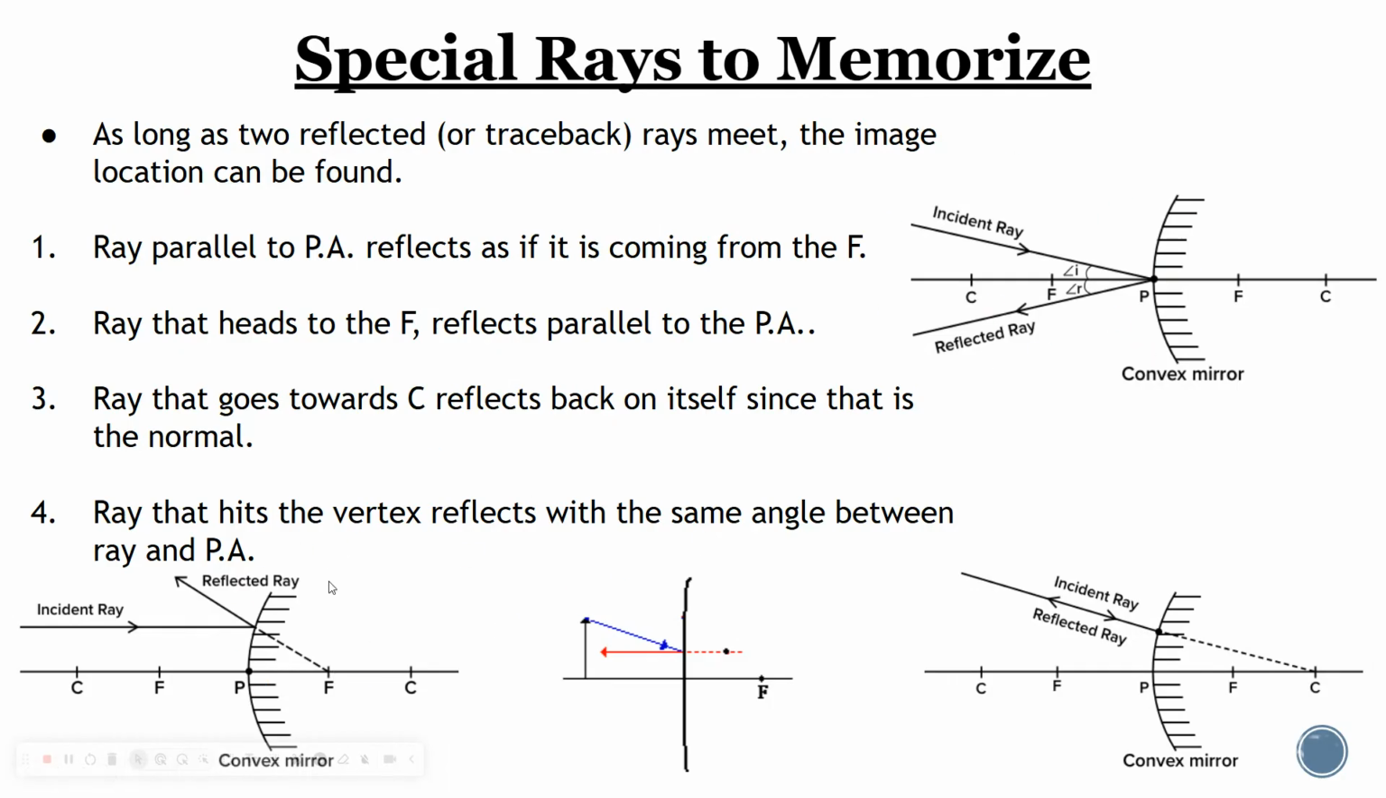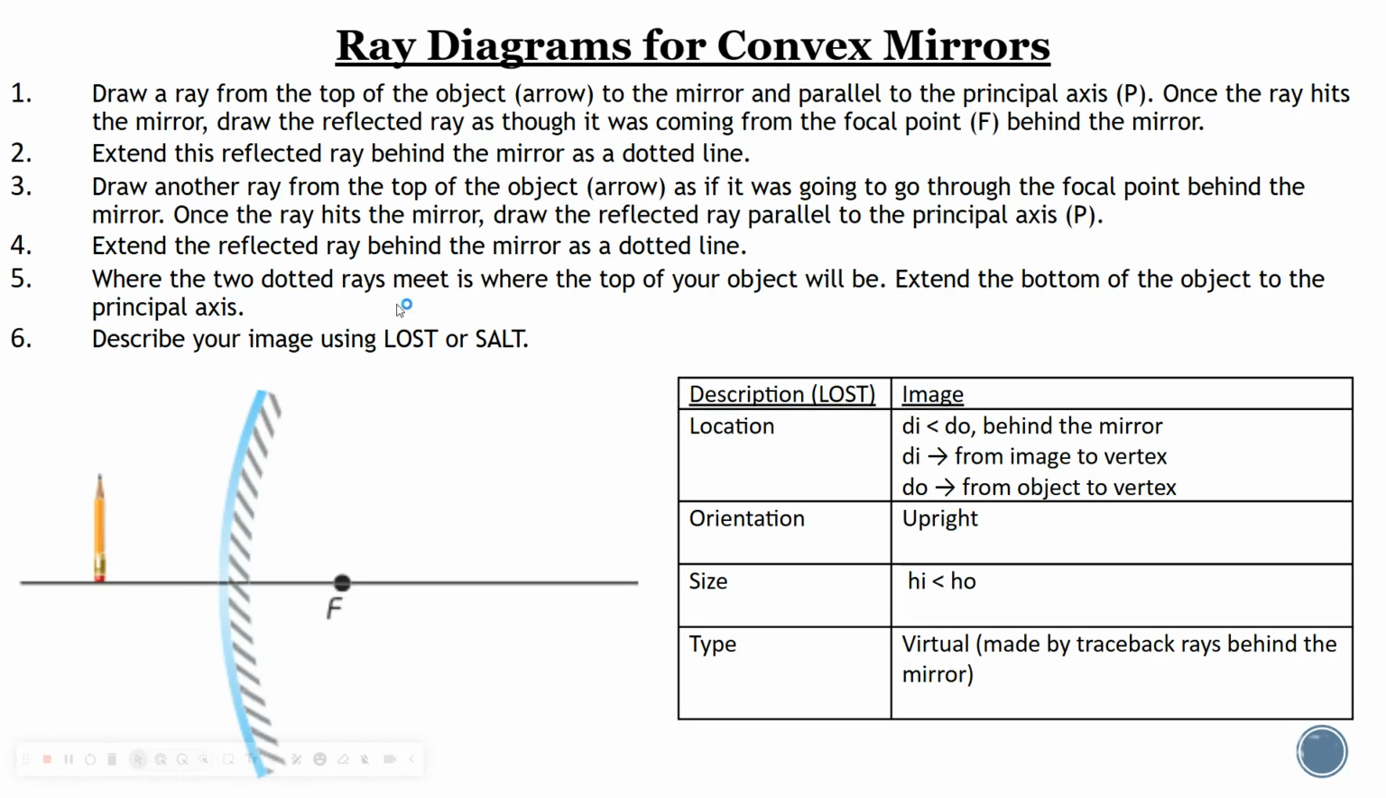So personally, I would use 1 and 2 and maybe 3 if you need it, but really just 2 rays per point as per the convex mirrors. So similar to concave mirrors. So please make sure you memorize these rays, and that will help you when it comes to drawing the ray diagrams. So we'll do a practice problem together.